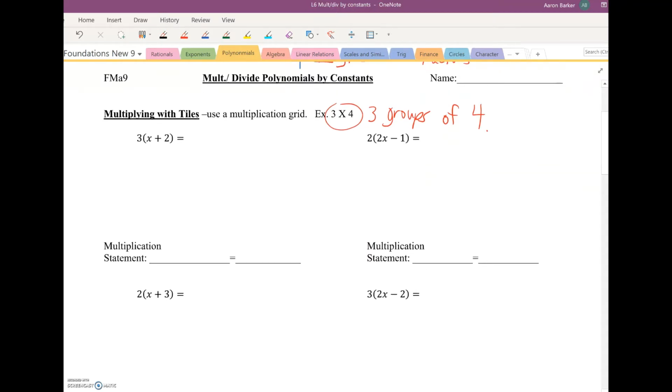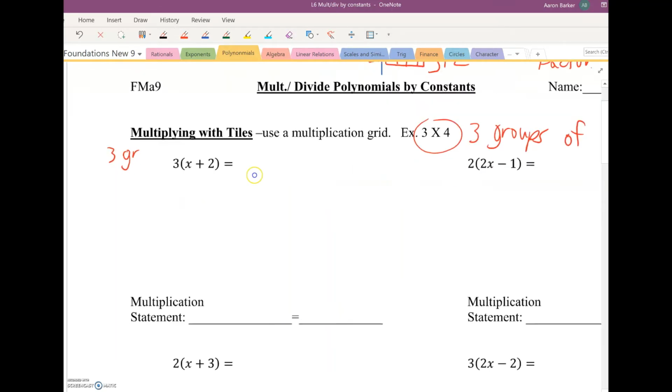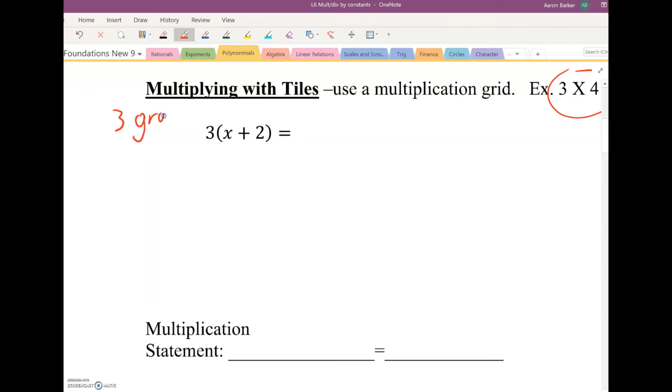When we're multiplying with our tiles now, we're going to have 3 groups. This is saying 3 groups. Early in the morning, having trouble writing. Let me just make it larger, easier on me. 3 groups of x plus 2. So that's what we're going to get when we multiply.